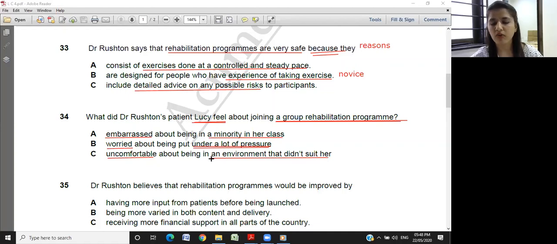So what was the problem? Was the environment a problem? Were the people who were doing it with her a problem? Or was the amount of stress or pressure that she felt a problem for her when she had to join a group rehabilitation program? So now I will be playing this part of the conversation, and I would ask all of you to answer these questions. Okay?